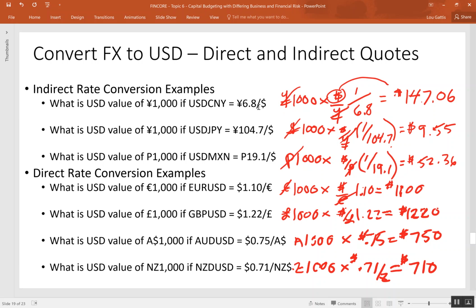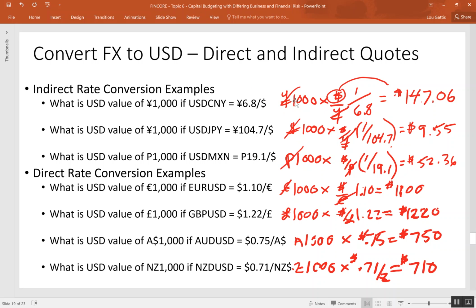However, all the other currencies in the world for an American are generally quoted in indirect terms. In other words, the Chinese yuan is quoted as 6.8 RMB or yuan per dollar. The yen is quoted at about 105 yen per dollar. The Mexican peso is quoted about 19 pesos per dollar. So it's the foreign currency price of $1.